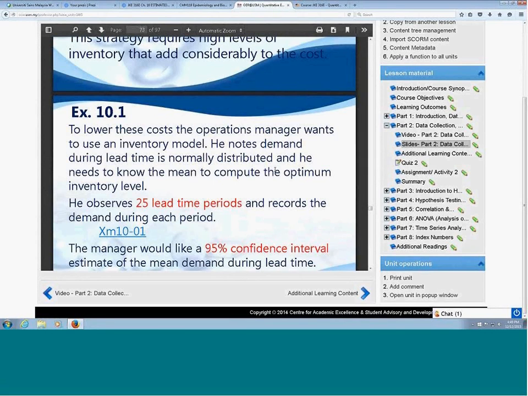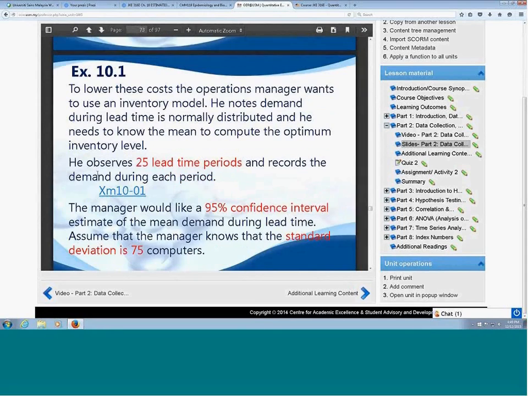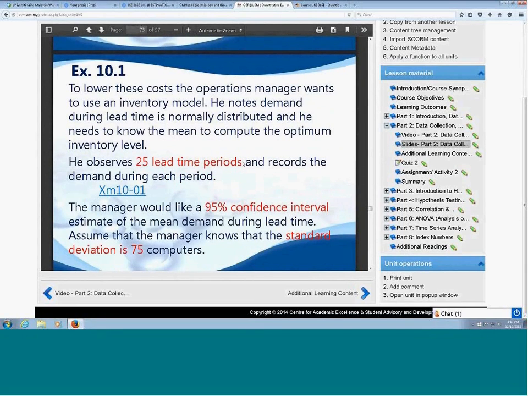Because our calculation is based totally on the assumption of the central limit theorem, Gaussian, normally distributed. So in this case, he needs to know the mean to compute the optimal inventory level. So he observed 25 lead time periods. You need to understand, because he observed a period of 25. So this is your n, small n.